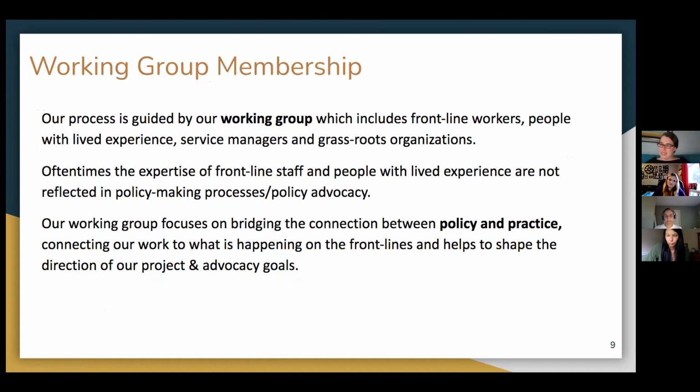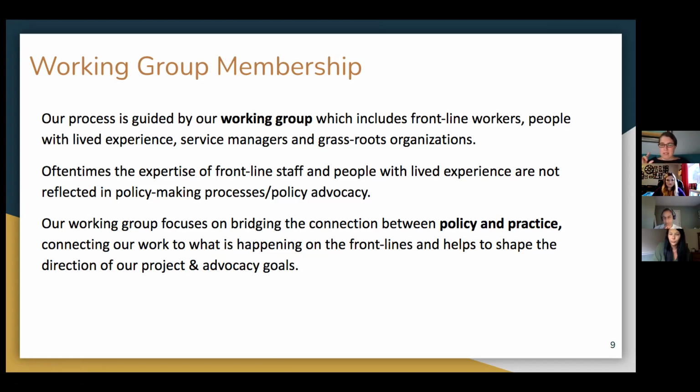Probably the most important part of our work, if I could, is our working group. Our process is guided by this working group, which includes frontline workers, people with lived experience, service managers, and grassroots organizations. And I think this is really Mary who brought this analysis to our project early on. We'll talk about this a little bit further, but I've been working in policy for a long time, and policy tends to be the domain of people with institutionally situated power to make decisions. So it was really important in this work that we hear from people who are impacted most directly by the policy decisions that are being made in terms of housing and homelessness at the municipal, provincial, and federal levels. So this working group has been central to our work.